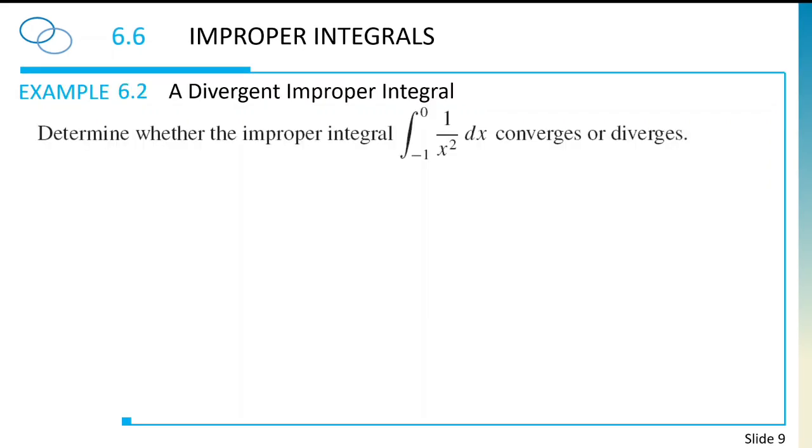Okay, so after we just saw the idea behind the improper integral, what it means, what to do, and the definition in that case, we'll start with our first example. For this example, we just need to determine whether this improper integral from -1 to 0 of 1 over x squared dx converges or diverges. Okay, let's see what we can do in this case.